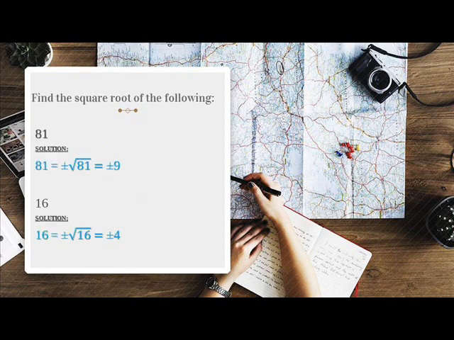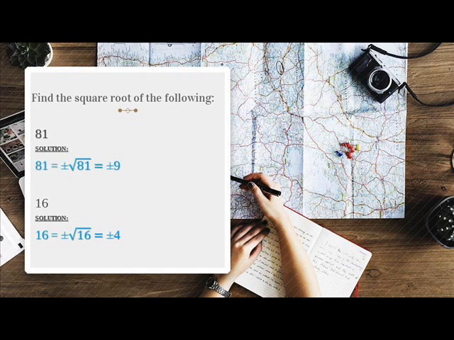Find the square root of the following. The first number that is given over here is 81. Well, 81 has two square roots because 9 into 9 is 81 and minus 9 into minus 9 is also 81. Therefore, combining both the positive and negative square roots, we have written over here plus minus under root 81, that equals plus minus 9.